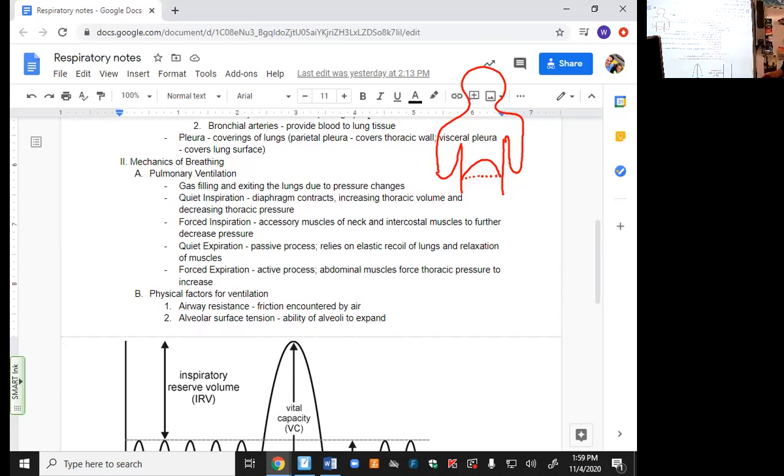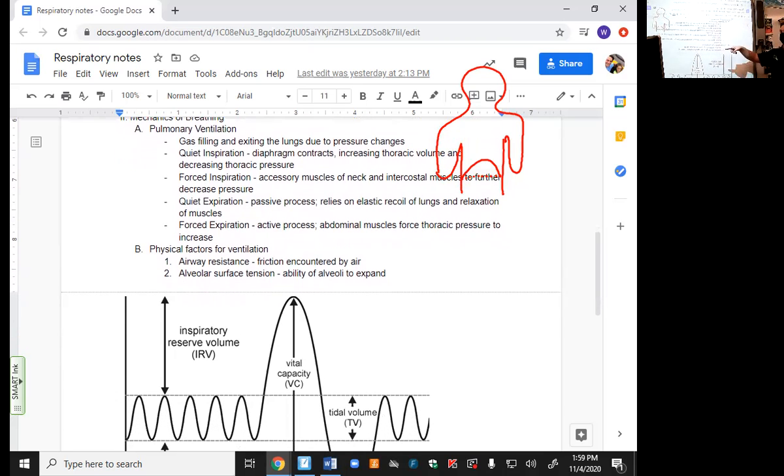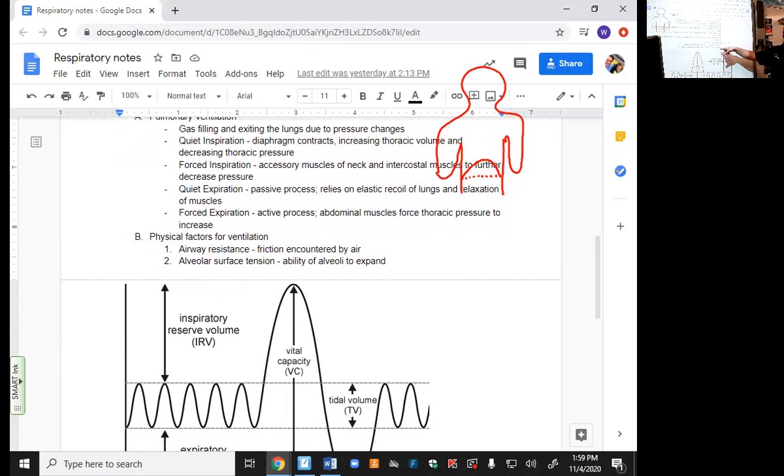Okay. So some physical factors for ventilation. We'll talk about this more tomorrow. We've already talked about alveolar surface tension, which is that surfactant, which allows the alveoli to be elastic, to expand and bounce back. Then you also have airway resistance, the friction that is encountered by the air. We're going to talk about the pathologies that deal with both of these. The pathologies that deal with surface tension have to do with respiratory distress syndrome and emphysema.